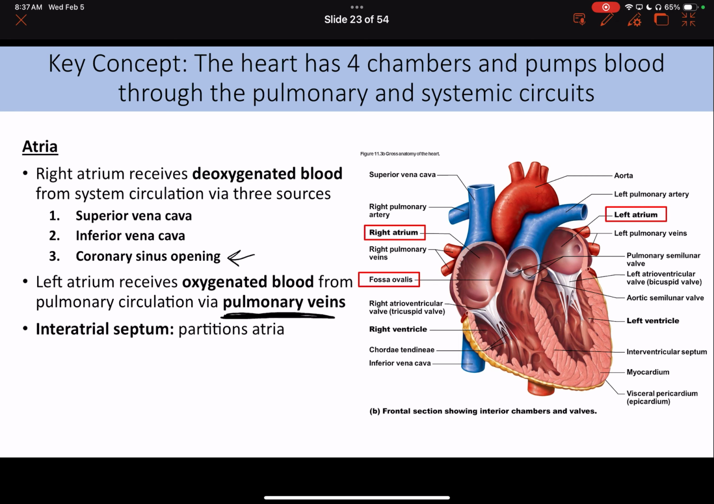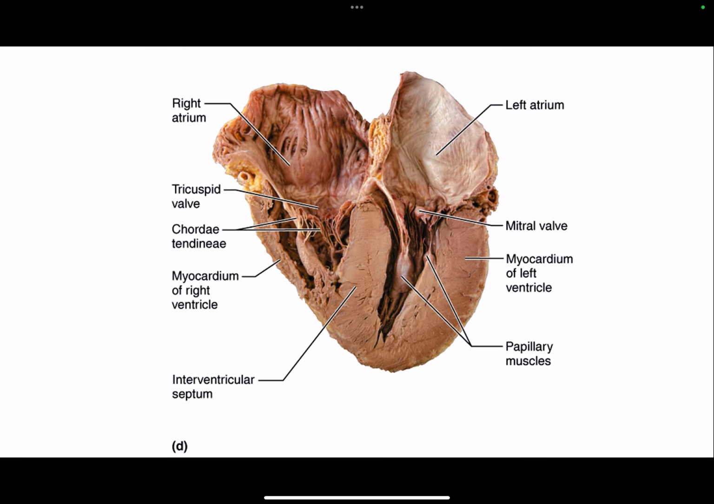We have what's called an inter means between, interatrial septum. So it's a septum or a wall in between the atria. It's going to be right around here, and I believe I have a picture that shows it. Yes. So this is a coronal cut of the heart, and so you can see that there's this wall that's there in between those 2 atria. That's the interatrial septum.